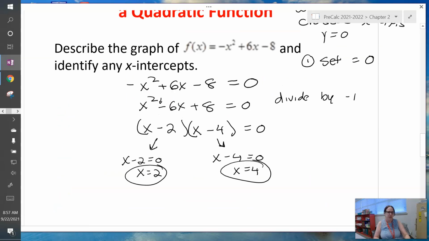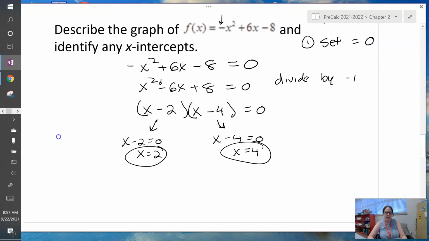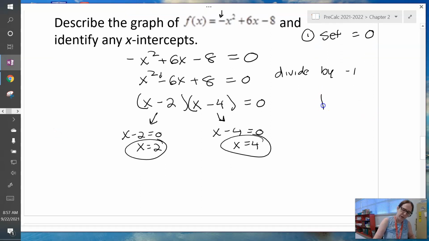And it says to describe the graph. So describing this graph, I have a negative in front, so I do have a flip. So it's going to be a parabola that's upside down, and it's going to have its intercepts at 2 and 4. So if I was to just sketch this graph a little bit, x equals 2, 4. It's flipped upside down and it crosses at 2 and 4. So it looks something like this. This is just a sketch.